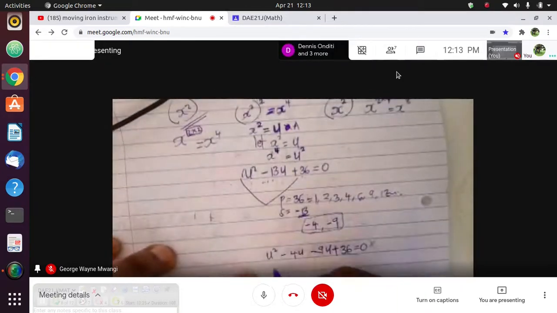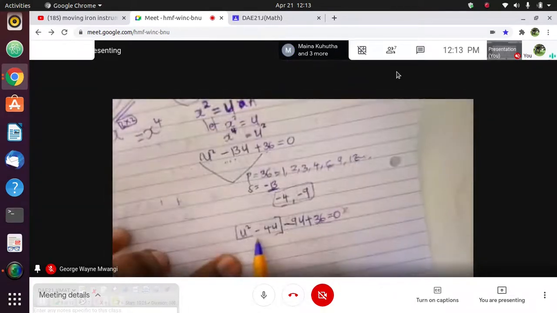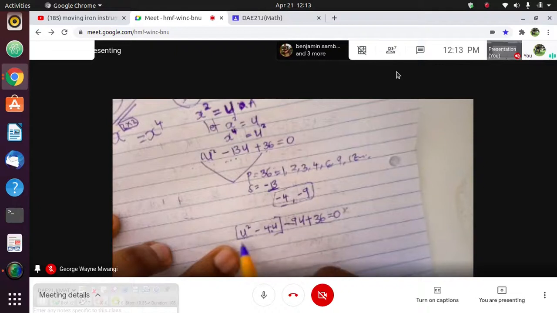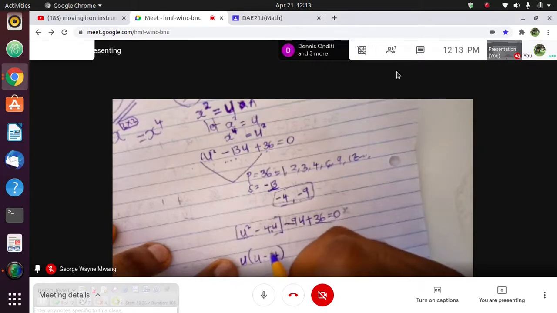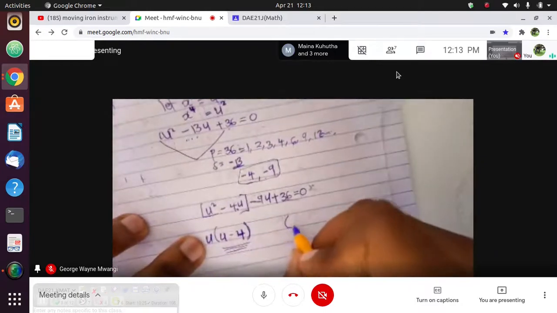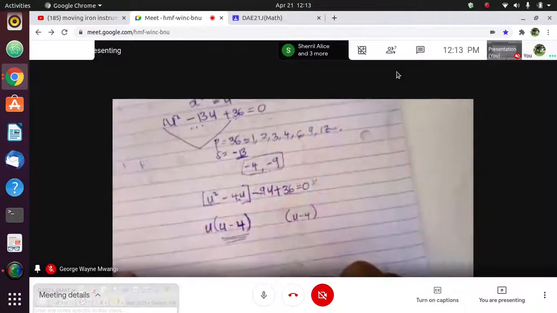Now, let us factorize these first two variables over here. The common factor of these two variables is u. When I remove u, what I'm left with is u minus 4. Okay? Whatever value I get in the bracket should be the same on this other side, u minus 4, so that it should never bother you.